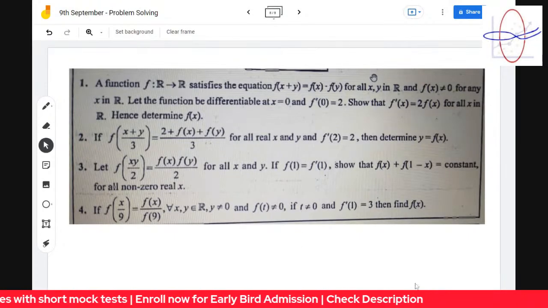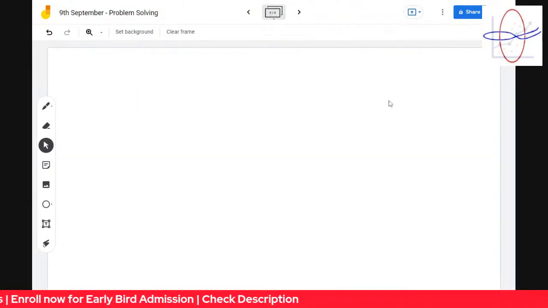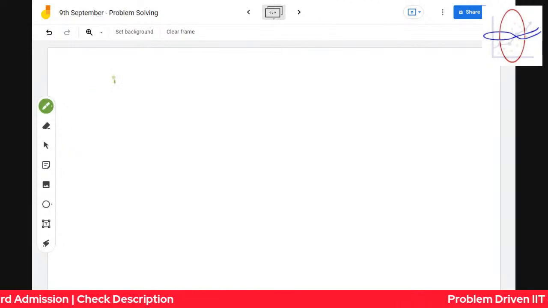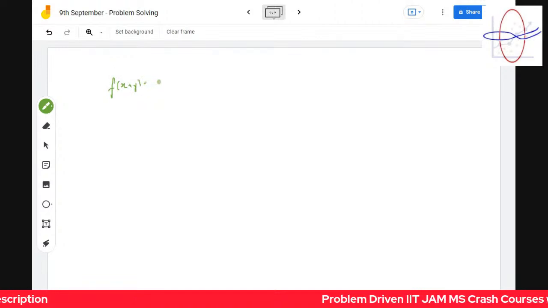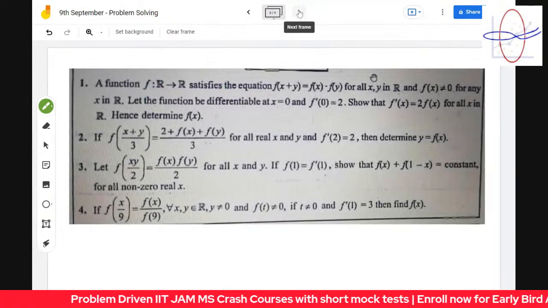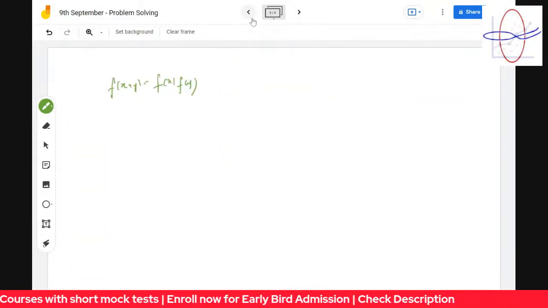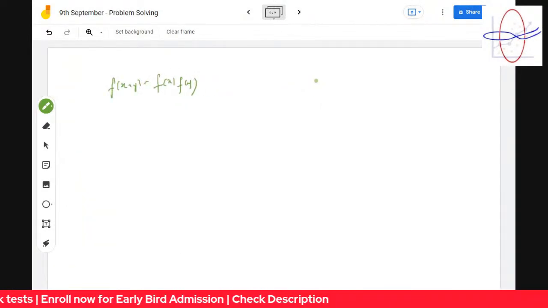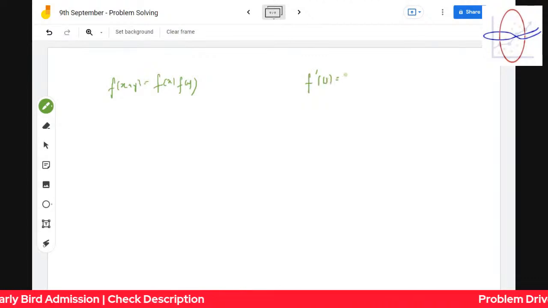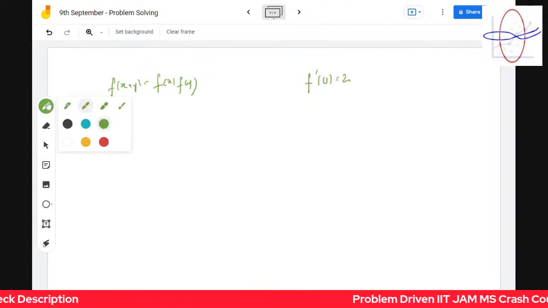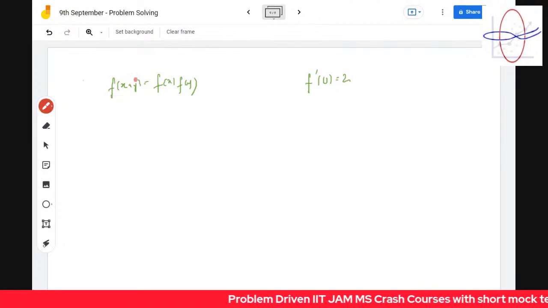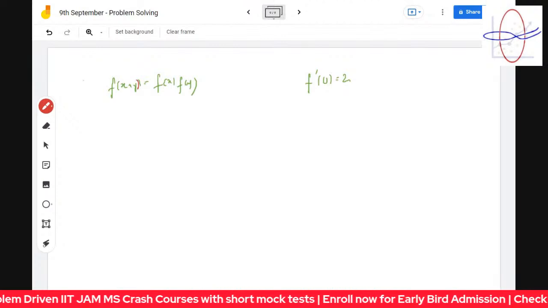So let's do the first one. f of x plus y is equal to f x times f y for all x and y real, and f x not equal to 0 for any x in R. So f x is differentiable at x equal to 0 and f dash 0 is 2, and it's defined for all x and y. So how do you do this? Can you give an idea of a function which follows this property, guys?